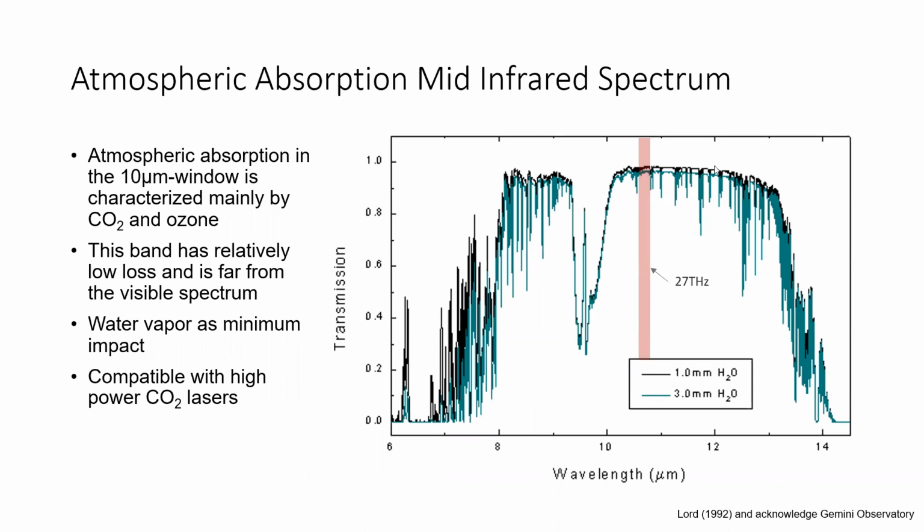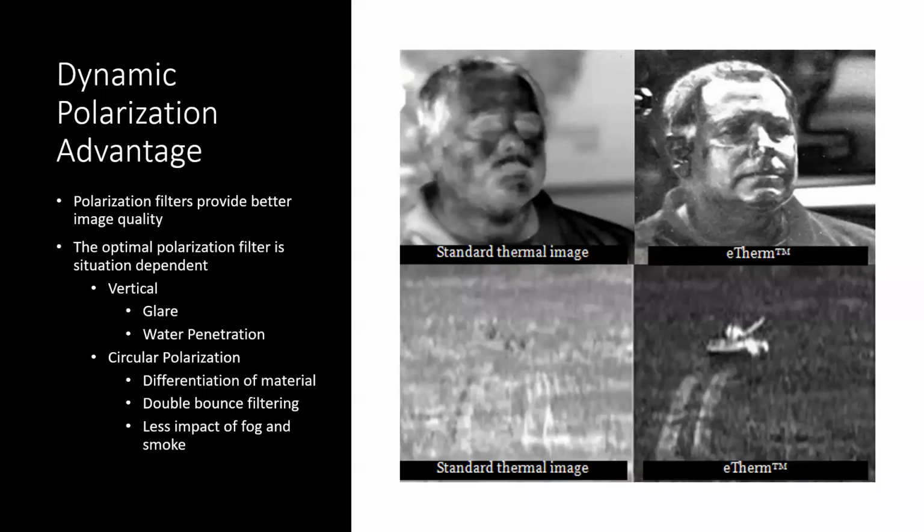Also, using the infrared band, any illuminator, kind of like an infrared flashlight, won't be visible to the naked eye. This is also a band that has relatively low water vapor absorption and is compatible with CO2 lasers. The advantages of using polarization are well known.